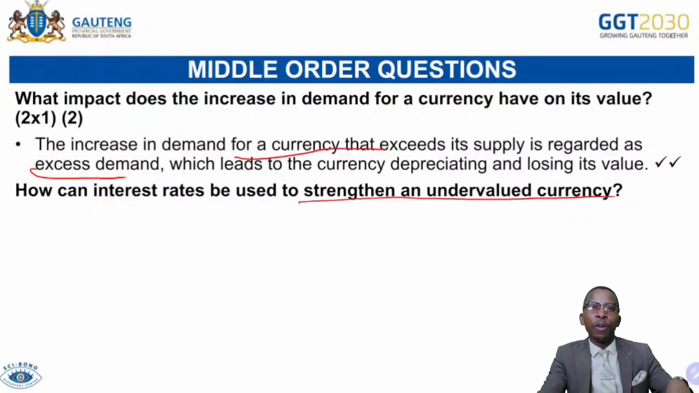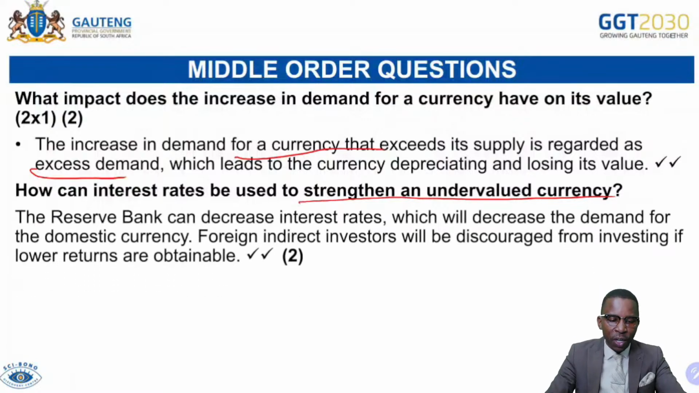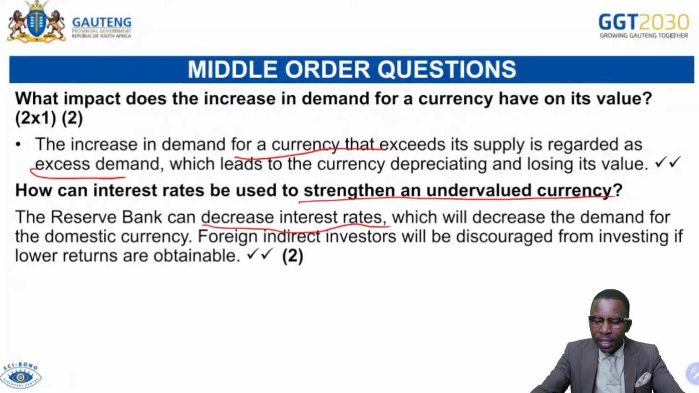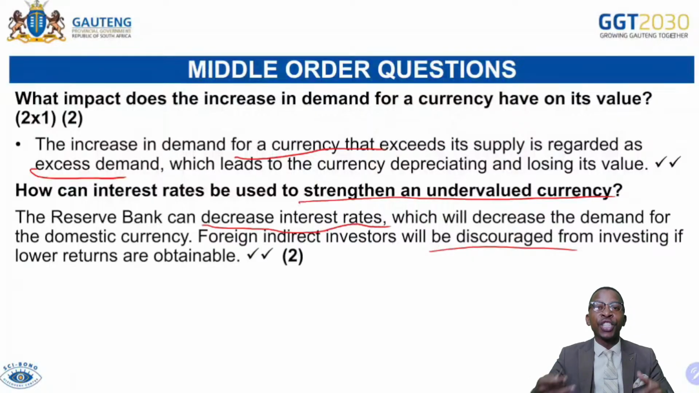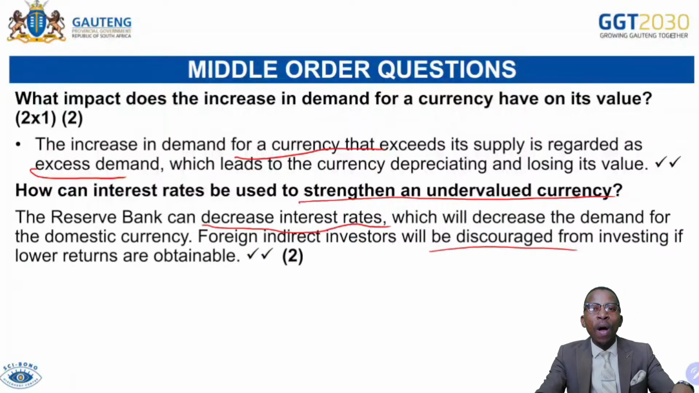How can interest rate be used to strengthen an undervalued currency? If ever our currency is now undervalued, it is weaker than expected. You'll find that our rand should be maybe 15 rand to the single dollar, but it's now costing about maybe 22 rand to a single dollar. It is undervalued. How can the Reserve Bank use interest rate? The Reserve Bank can decrease interest rate, which will decrease the demand for the domestic currency. Foreign indirect investors will be discouraged from investing if lower returns are obtainable. Remember, investors that invest in shares are always attracted by an increase in the interest rate because they know that their shares will accumulate faster. So should the Reserve Bank lower the interest rate, they are discouraged from investing in indirect investment like paper assets or financial securities.